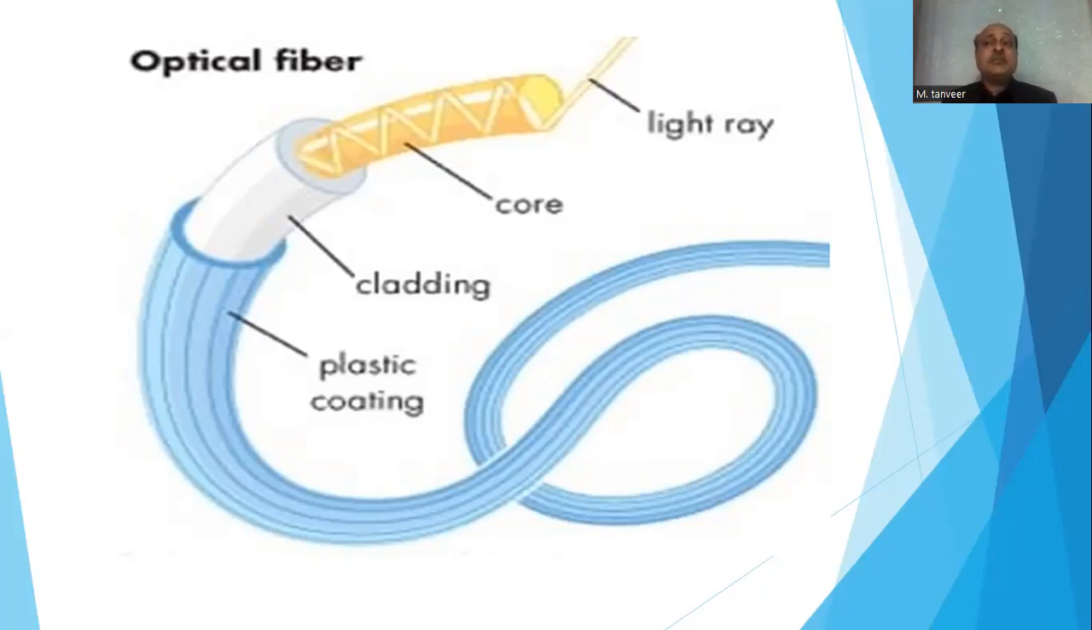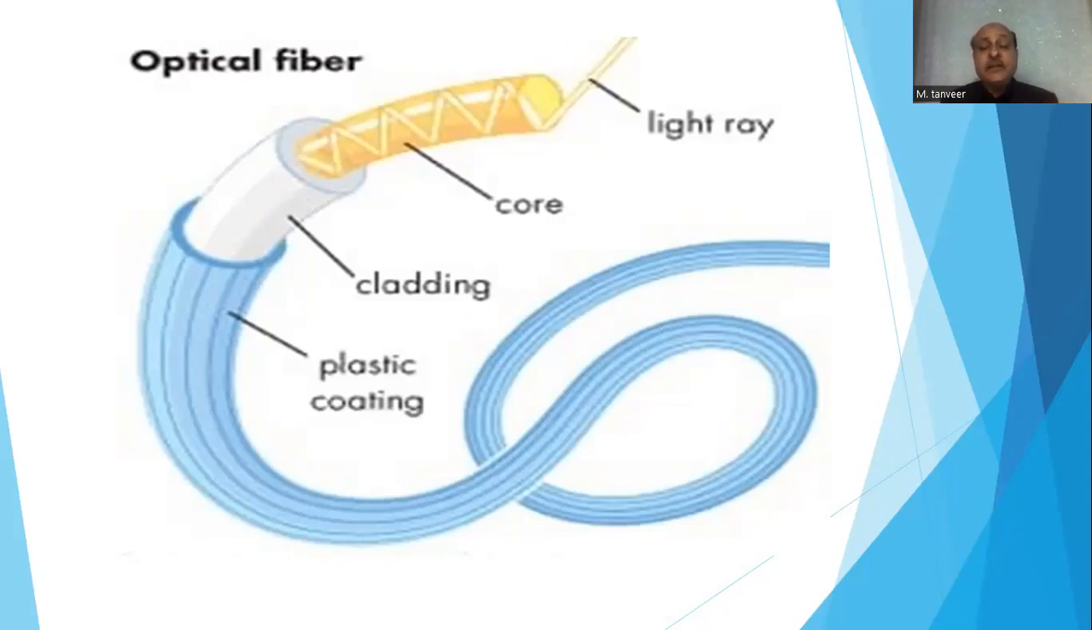For example, when a doctor wants to see your throat, he uses the optical fiber. He will bend the rays of light. He will put in a pipe which is made up of optical fiber. He will illuminate your throat and check the infection in the throat. Similarly, when he wants to check your stomach, if there is pain in the stomach, he will use the optical fiber, and that optical fiber is called an endoscope. The one specifically used for the stomach is called a gastroscope.